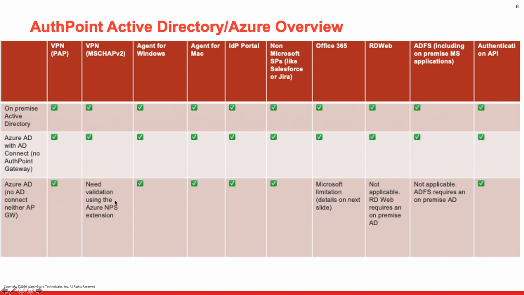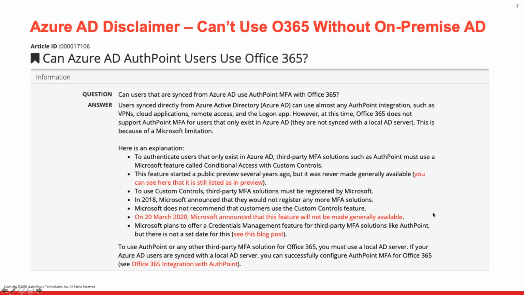the board. Now, if you have Azure Active Directory with no Active Directory Connect, neither AuthPoint Gateway, you're going to have some deficiencies here. So with MS CHAP v2, you're going to need validation using the Azure NPS extension. Office 365 does have a limitation, which we will discuss, and RDWeb requires on-premise Active Directory. And then Active Directory Federated Services is not applicable as it requires an on-premise Active Directory server.